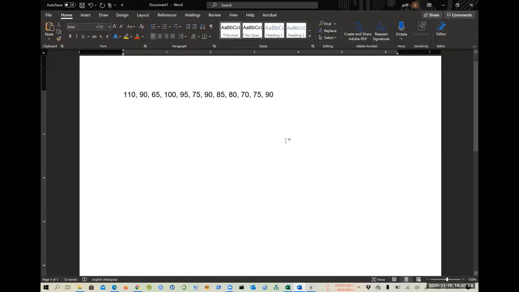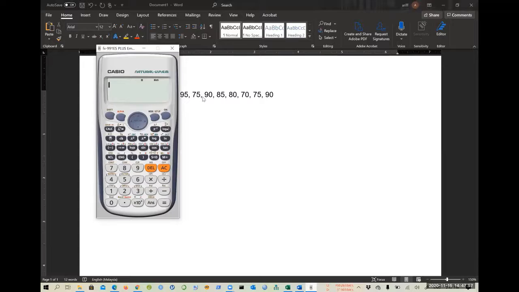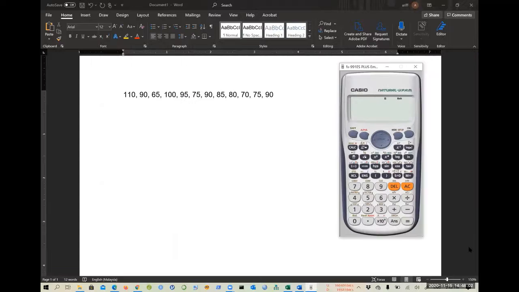Okay, so let me bring up my calculator again. You want to find the summation value, right? So what you need to do right now is just change the mode to the statistical mode. So click on mode, and then you have number 3 here, the statistic. So choose number 3. Okay, now you want one variable, so choose number 1.